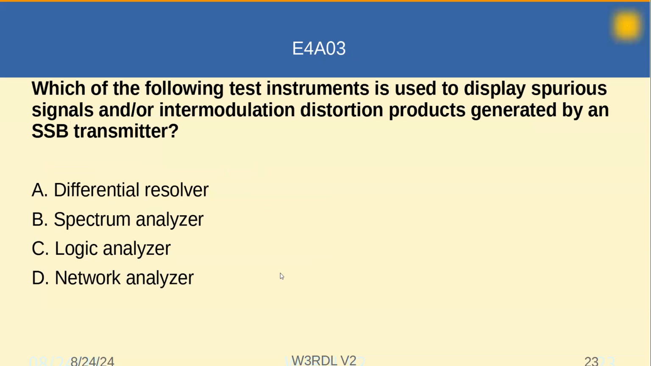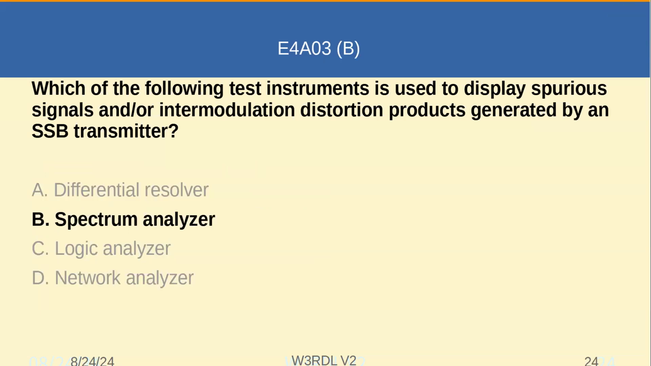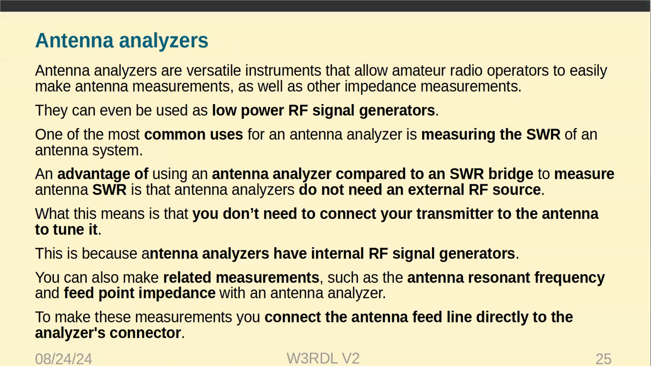Which of the following test instruments is used to display spurious signals and/or intermodulation distortion products generated by a single sideband transmitter? Next, we have an antenna analyzer. I don't have one. But I did bring, let me talk about spectrum analyzer.